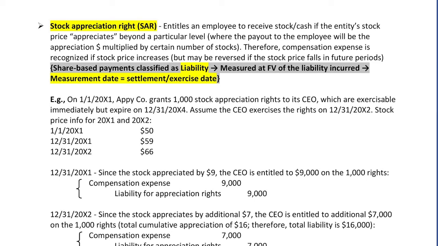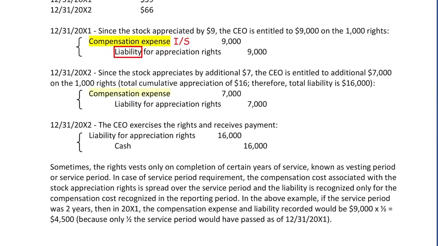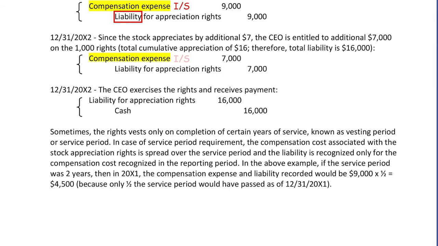So, looking at our journal entries, the first journal entry in year 1, that was compensation expense, which went to I/S income statement, and the credit was to put a box around liability. In the second year again, because the liability increased, the debit was to compensation expense, which went to I/S income statement, and the credit was to put a box around liability. The moment the employee exercises the rights and receives the payment, liability is debited and cash goes out.